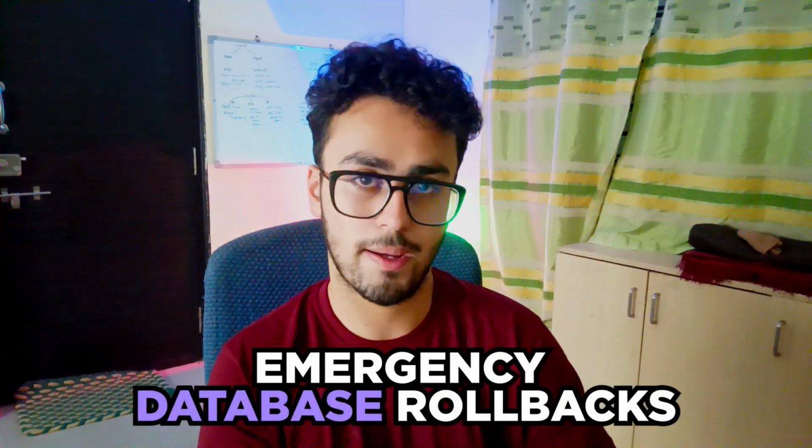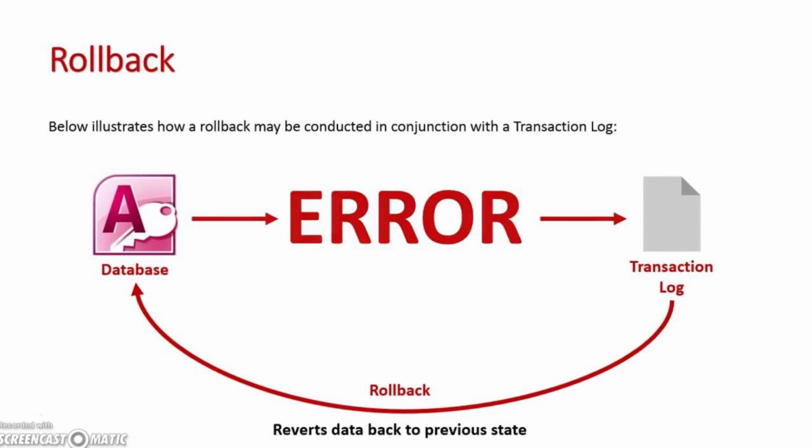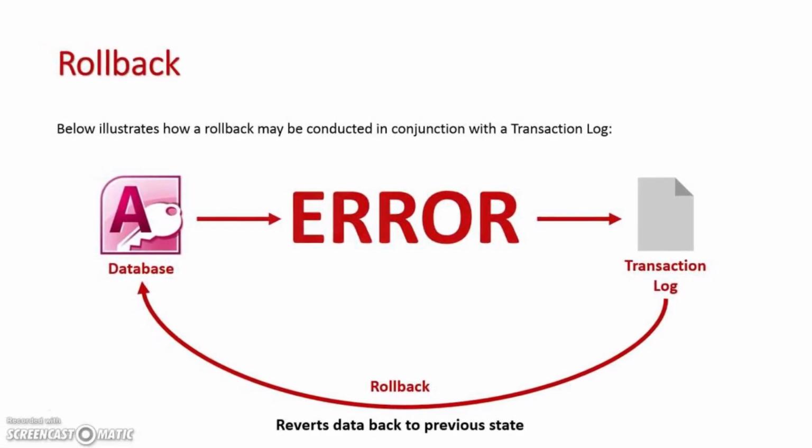Emergency database rollbacks. A robust database has the ability to handle emergency database rollbacks. So what is a rollback? A rollback is basically going from the current state to a previous state of a database. And if you do not put a robust system in place for the database, that will lead to a lot of overwrite of data and you would lose a lot of important data as well. So he handles that as well.